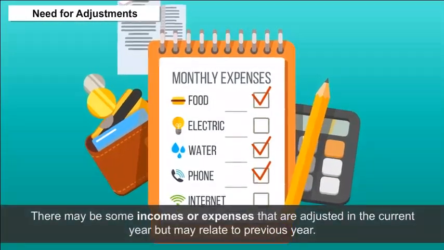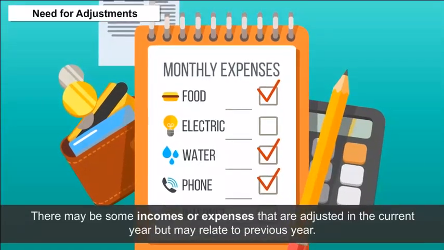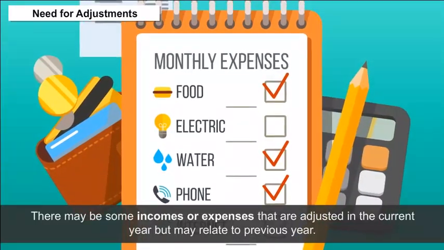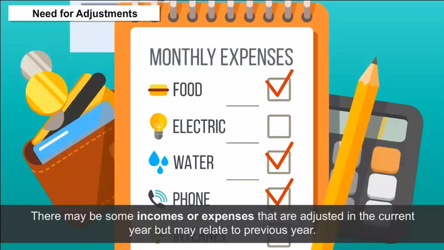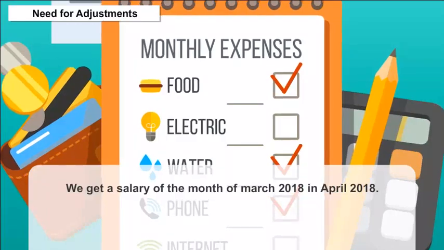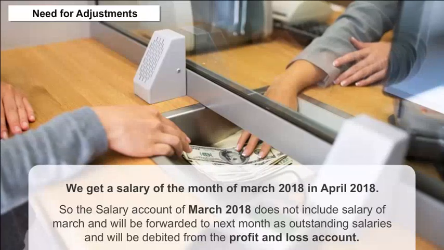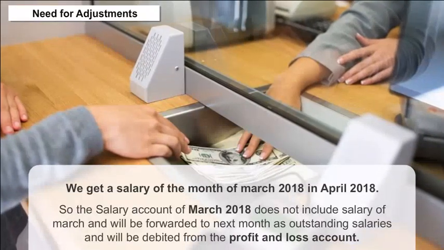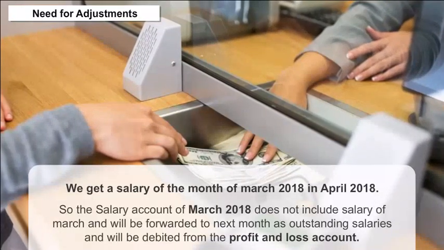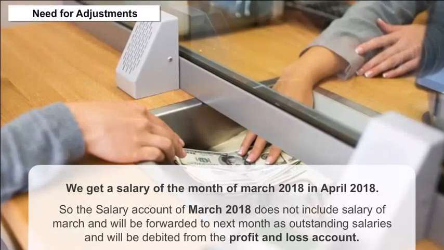There may be some incomes or expenses that are adjusted in the current year but may relate to previous year. So, we need to adjust all these entries to have a clear view of the financial statements of a company. For example, we get a salary of the month of March 2018 in April 2018. So, the salary account of March 2018 does not include salary of March and will be forwarded to next month as outstanding salaries and will be debited from the profit and loss account.